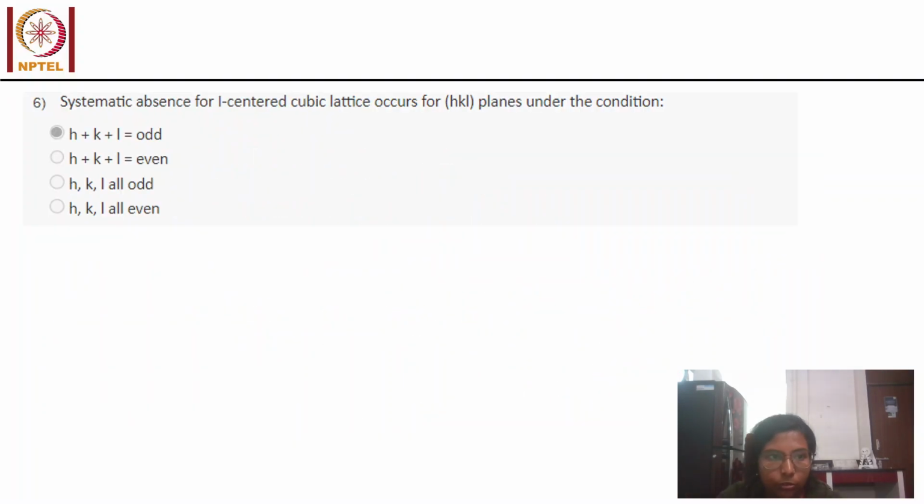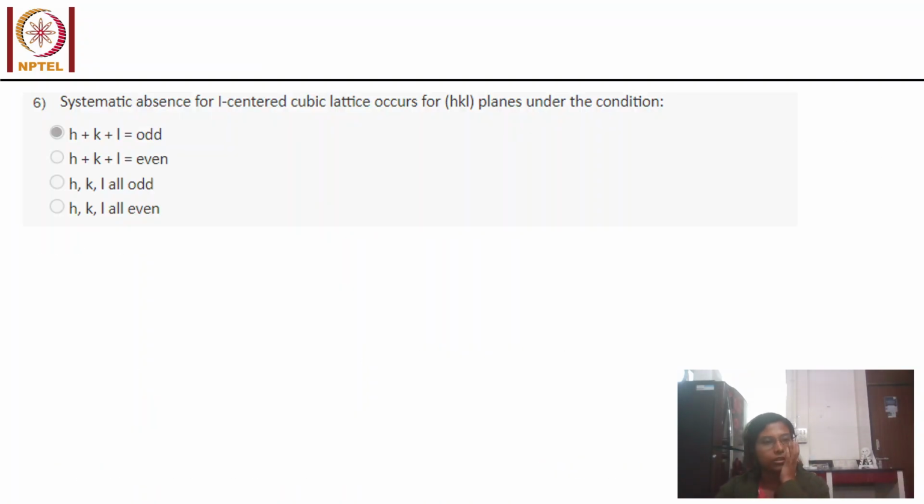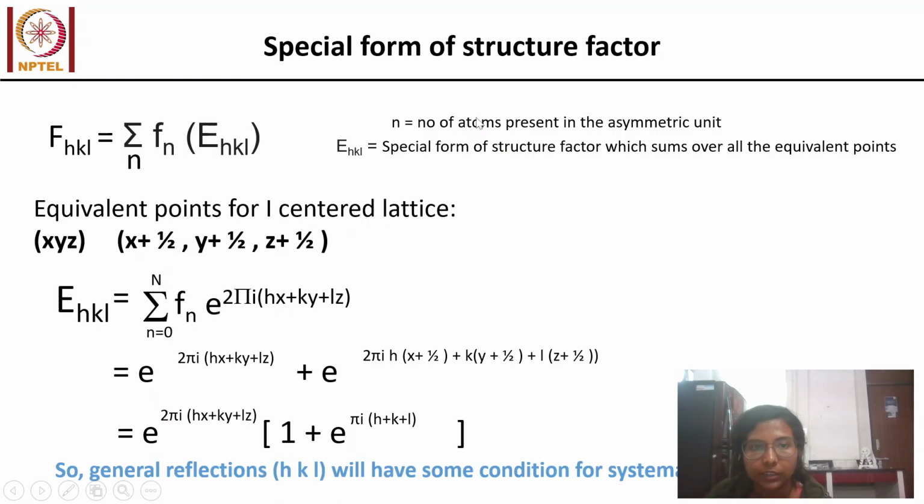So then we go to the next question. This is where we come to systematic absences. The question was: systematic absence for a body-centered cubic lattice occurs for HKL planes under which condition? For that we have to go to the special form of structure factor.